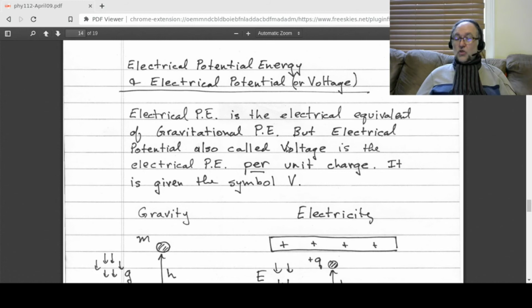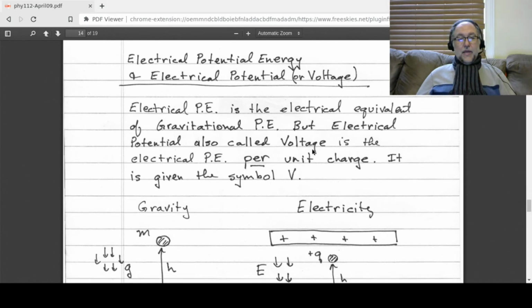Now, electrical potential, which is also called voltage, is not really the potential energy, it's the potential energy per unit charge that you place at a particular point in space. So voltage is going to be the potential energy divided by the charge.